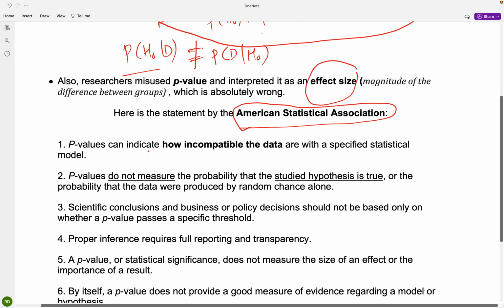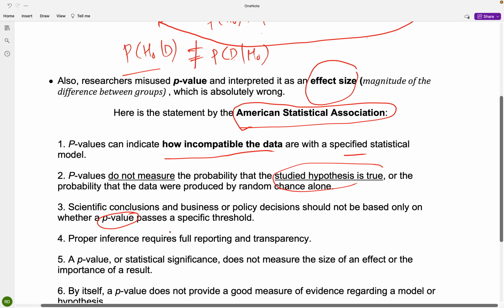Number one, p-value simply says how incompatible the data are with your specified statistical model. It doesn't tell whether the null hypothesis is true or not, right? Scientific conclusions or business decisions shouldn't be made simply based on the p-value. P-value just gives you the directionality, whether there is some statistical significance or not. It doesn't tell you how big the effect size is, right?